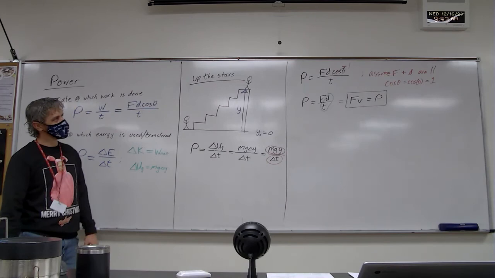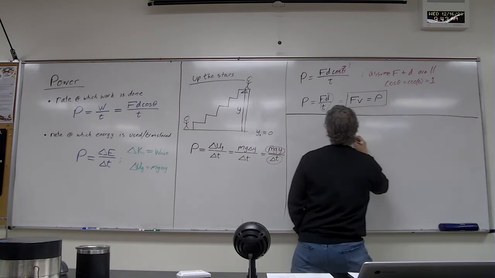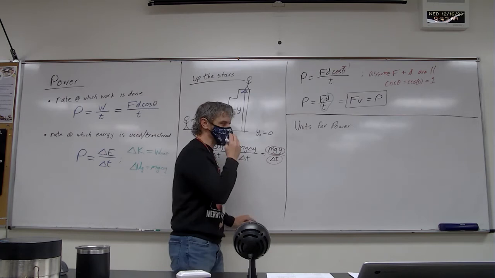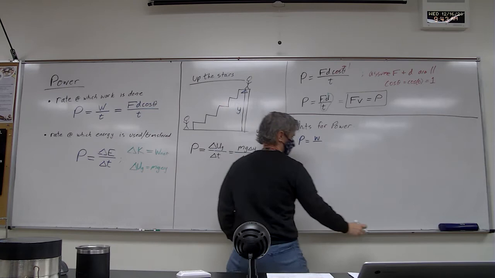Okay. Any questions? All right, let's wrap it up with talking about the units. Units for power. Or dimensions, as Mr. P likes to call them. I like to call it the units. The easiest way with any physics equation to figure out the units is just looking at how it's calculated. Power is work divided by time. Or let me use the more general: change in energy over change in time.